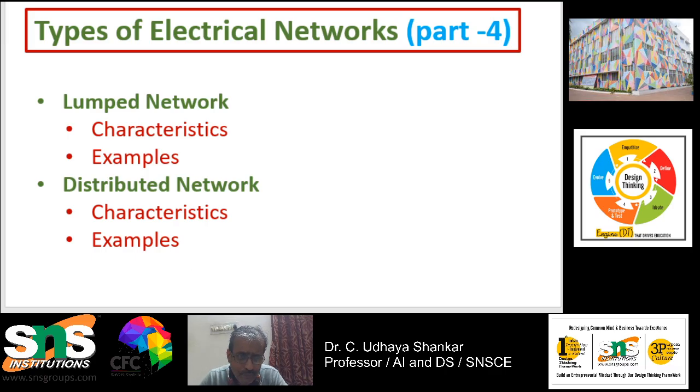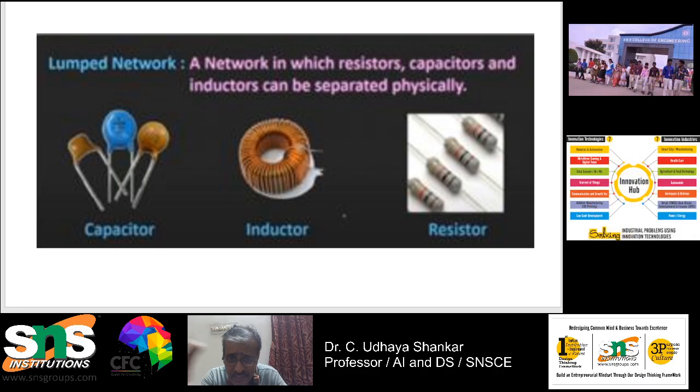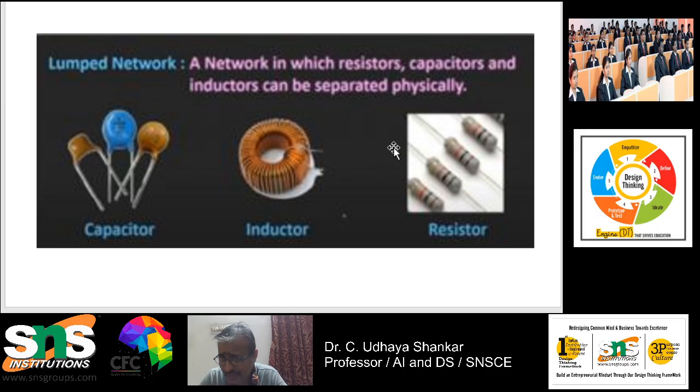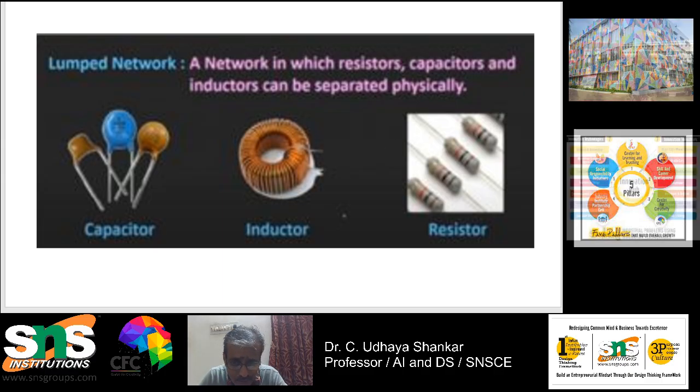Now I will brief you with some more examples. As we have already discussed, a network in which the resistors, inductors and capacitors can be separated physically is called a lumped network. Here you can see the capacitor, the inductor and the resistor. All these elements can be physically separated from any circuit. I can take it, I can remove it. That is called a lumped network. Hope you're clear with what a lumped network is.